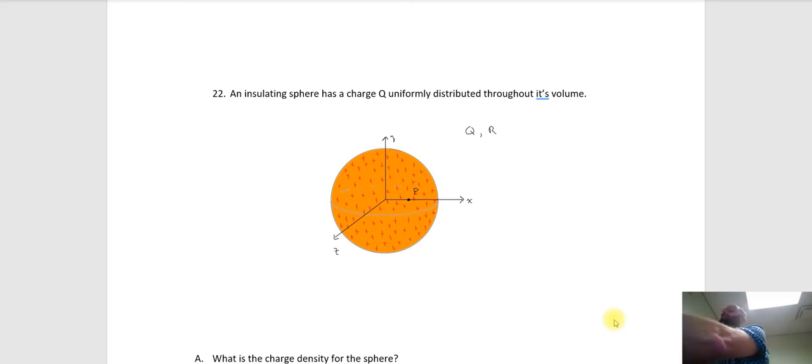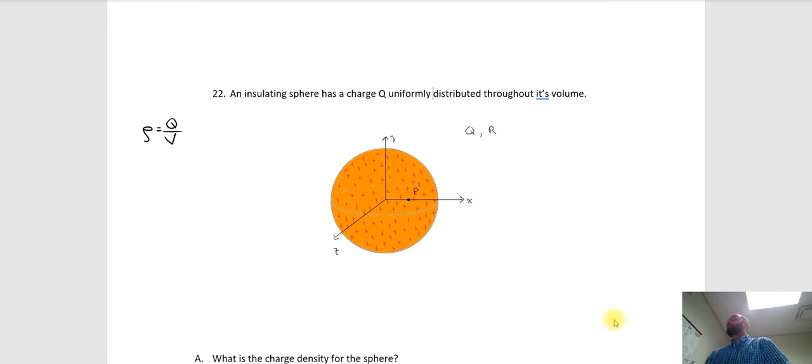I'm making this video to help you out with your homework, and we're going to talk about this one here. An insulating sphere with a charge Q uniformly distributed throughout its volume. So this is a volume problem. The first question down there says, what is the charge density? Your volume charge density, usually denoted with the letter rho, is the total charge divided by the total volume.